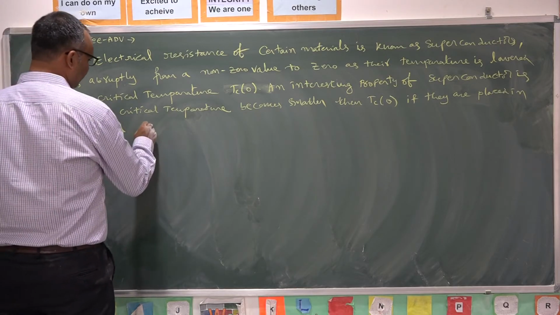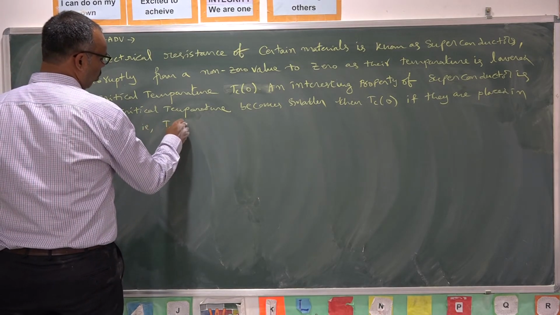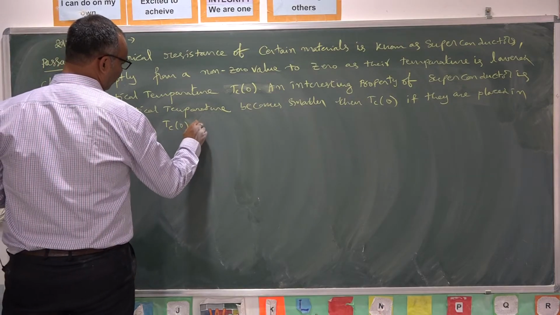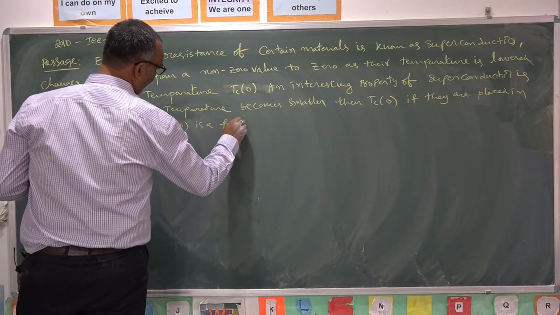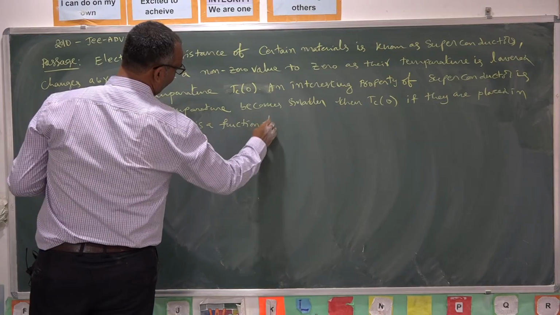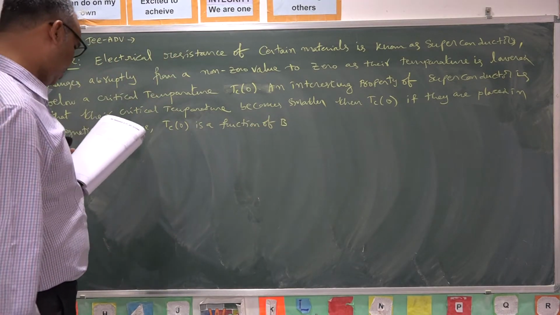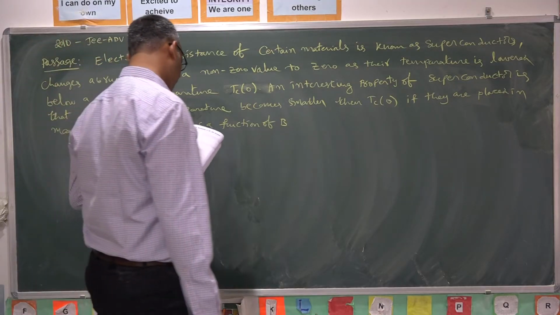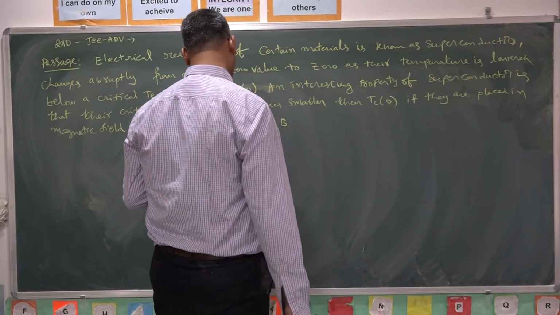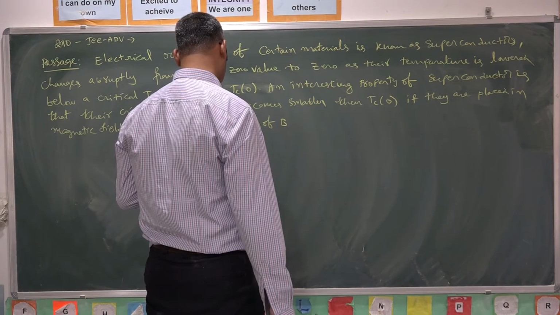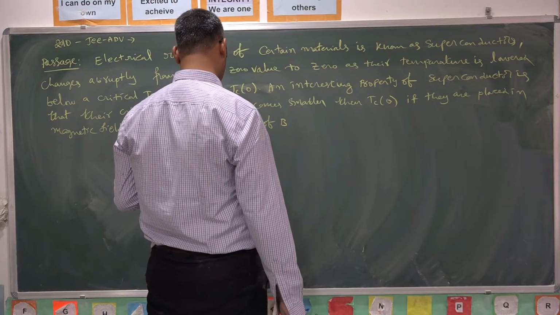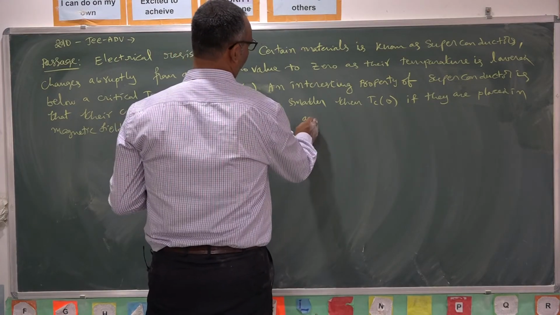That is, TCO is a function of B. Is a function of B, magnetic field strength or magnetic induction field strength, as shown in the figure.